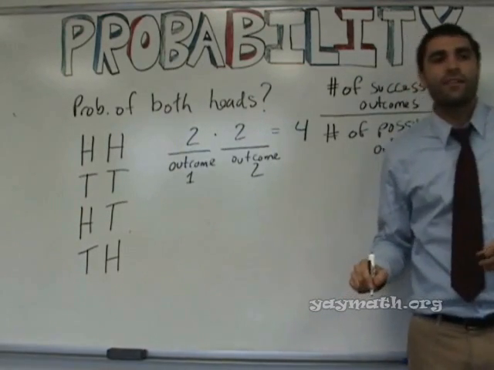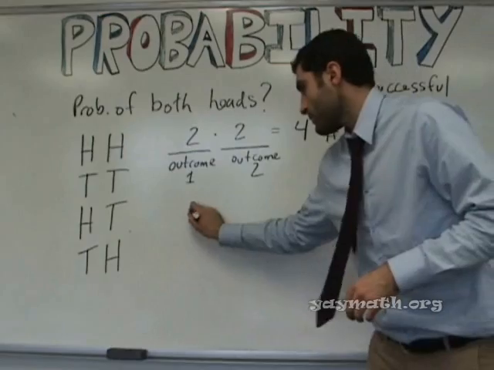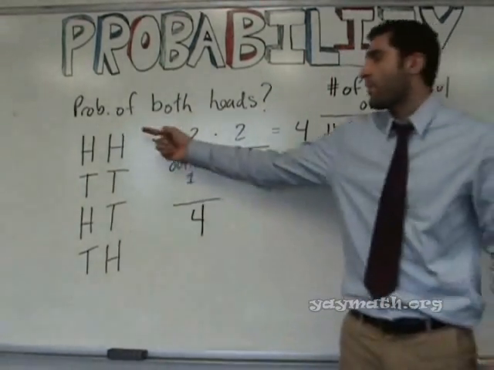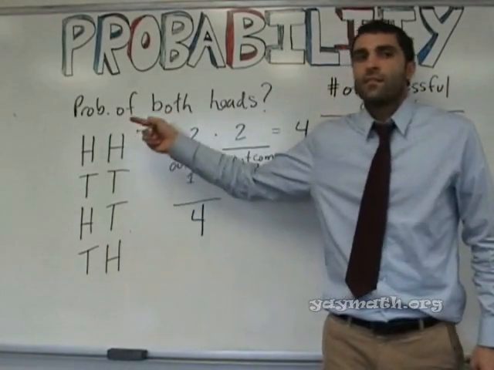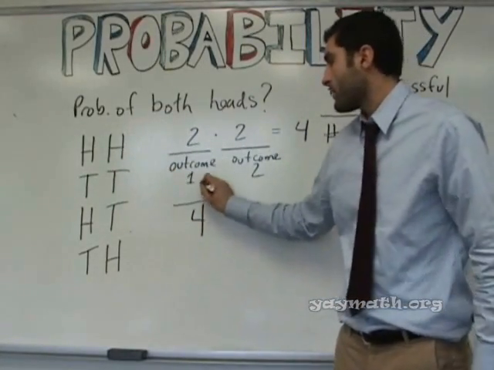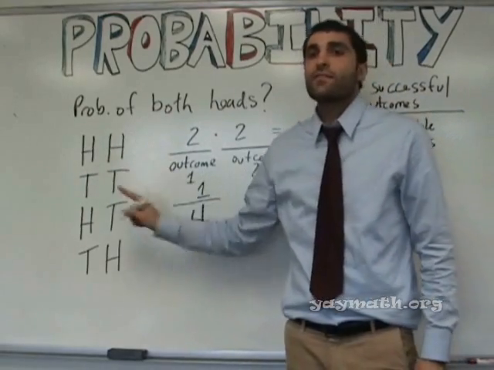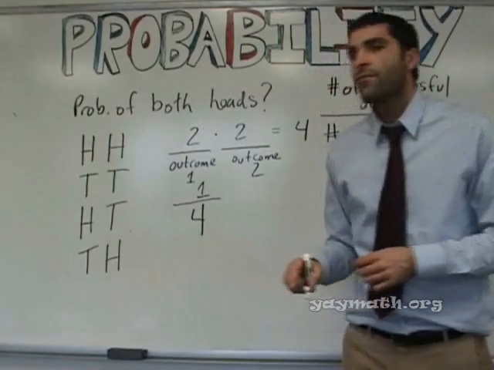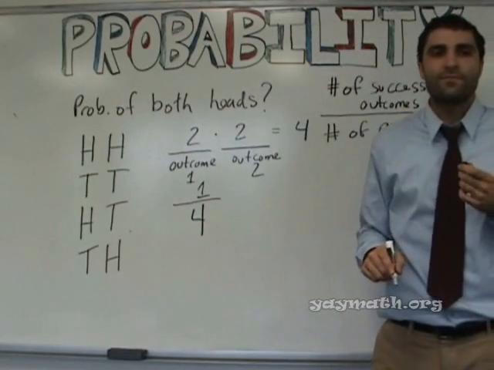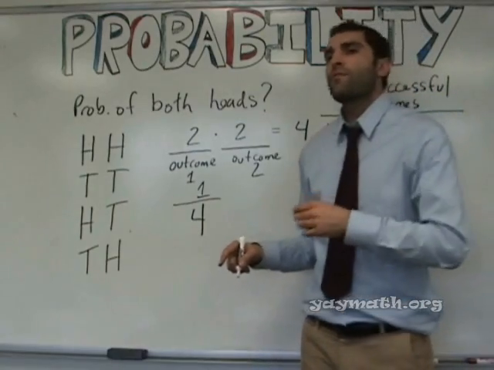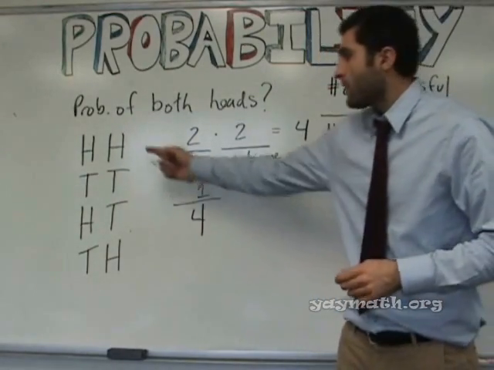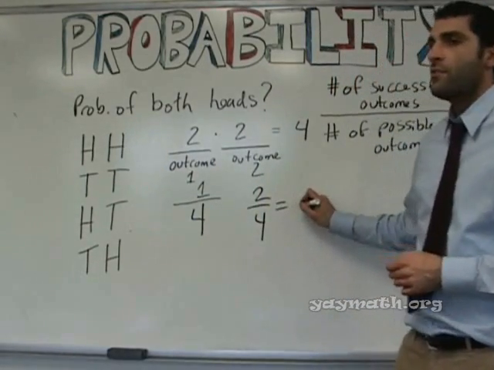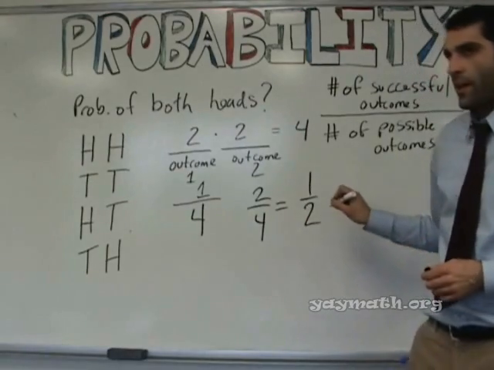So we already agreed. How many possible outcomes are there? 4. And the number of successful outcomes for both heads, how many of these 4? 1 would be both heads. And so it's a 1 out of 4 chance. All right. Let's do the probability of 1 heads, 1 tails. 50%. Let's do it as a fraction. 2 over 4 is right. But we need to simplify this too. 1/2, very good.